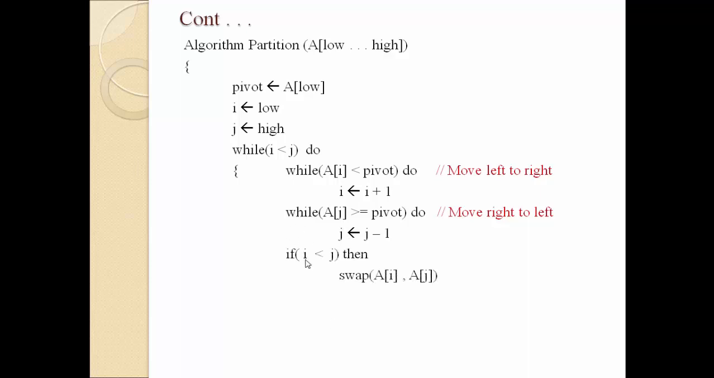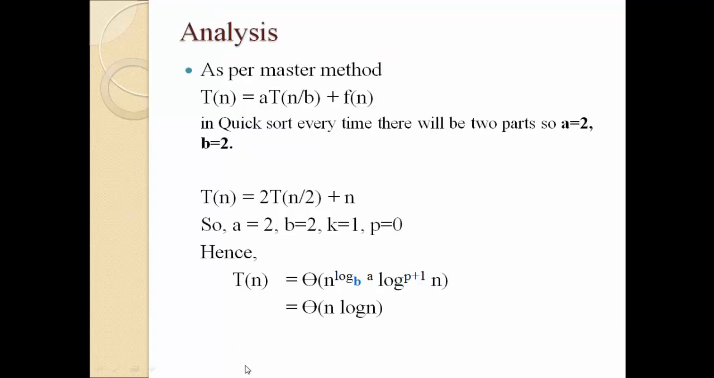Then after that we have to check the values of i and j. If i is less than j, then we have to swap a of i with a of j. When the value of i is not less than j, when this condition is false, then we have to swap our pivot element with our jth element, right? So this is what we already discussed with one example, that we have to follow to find the correct position of the pivot element. Now at the end we get the correct position of the pivot element, right?